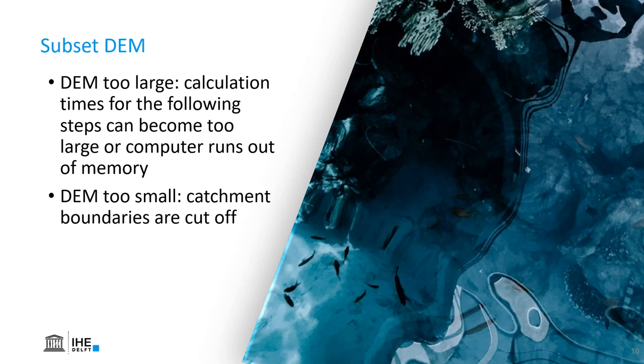But it should also not be too small, because then it will cut off the boundaries of your catchment in the delineation. So a good way is to understand a little bit the elevation differences in your area of interest, to determine where the outlet is, and to determine where the source areas are and where the divide could be by looking at the elevations. And then you make it a little bit larger to have a safety margin.